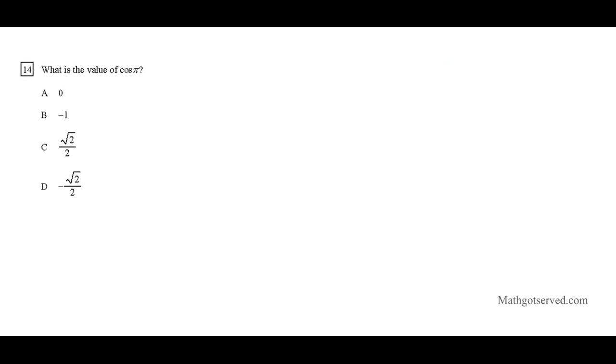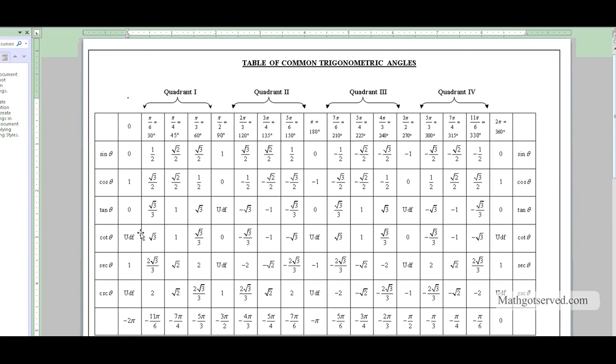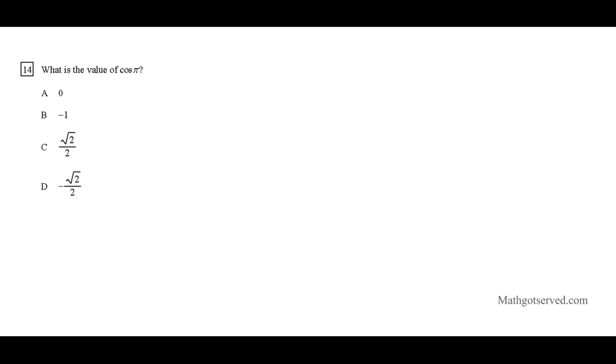All right, number 14. What's the value of cosine pi? To do this, we're going to consult our table of common trig angles. So let's bring that up. So we're looking for cosine pi. So we have cosine here and pi. They meet at -1. All right. So cosine pi is -1. So let's indicate that. Cosine pi from the chart is -1. Final answer is B.